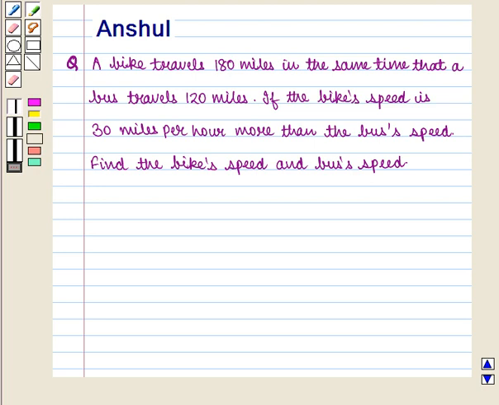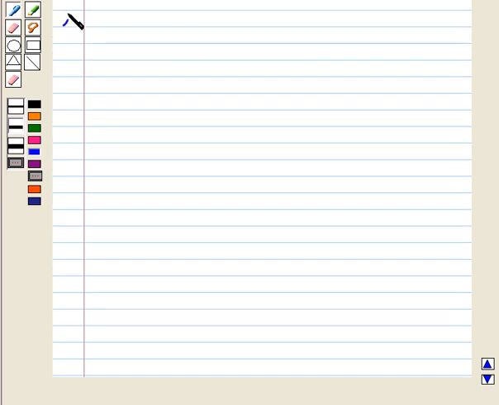In this session, we are going to discuss the following question. A bike travels 180 miles in the same time that a bus travels 120 miles. If the bike's speed is 30 miles per hour more than the bus's speed, find the bike's speed and the bus's speed. Let us start with the solution of the given question.